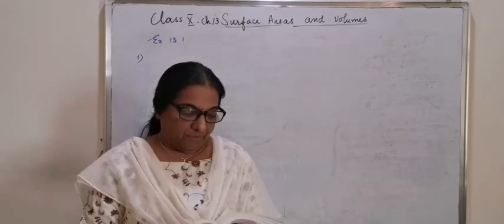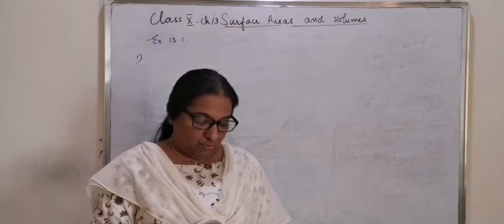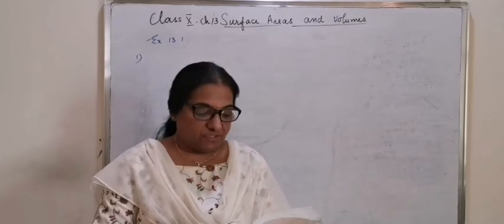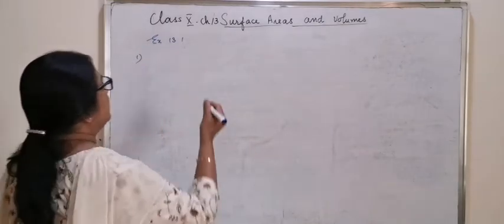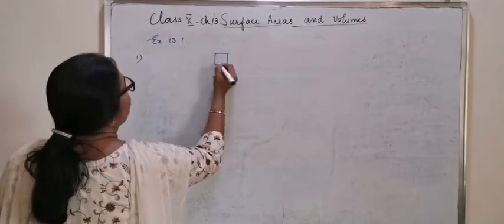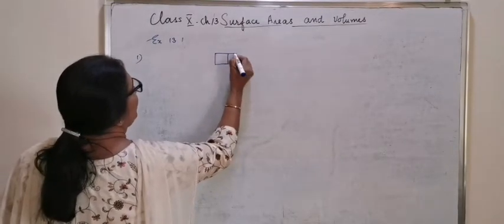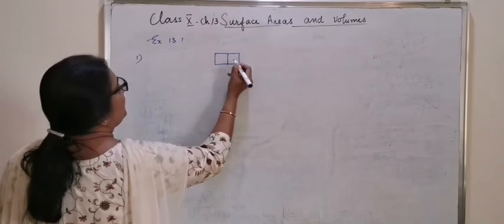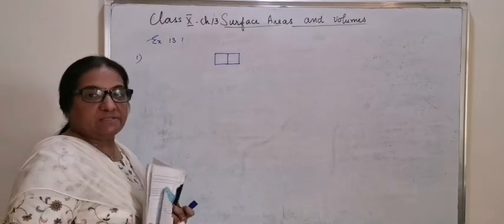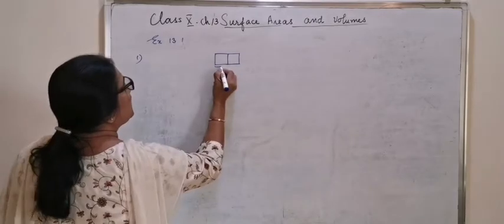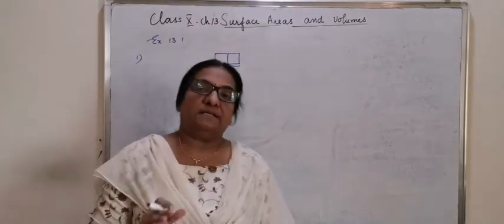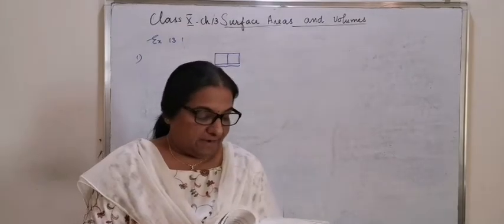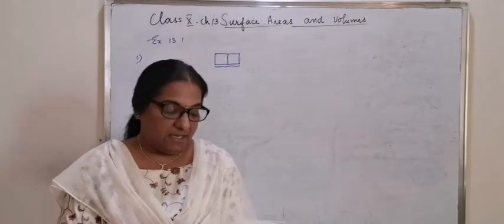Question number 1. Two cubes, each of volume 64 centimeter cubed, are joined end to end. So when you see only the lateral faces here, when two cubes are joined end to end, the resulting solid formed is a cuboid. Find the surface area of the resulting cuboid.